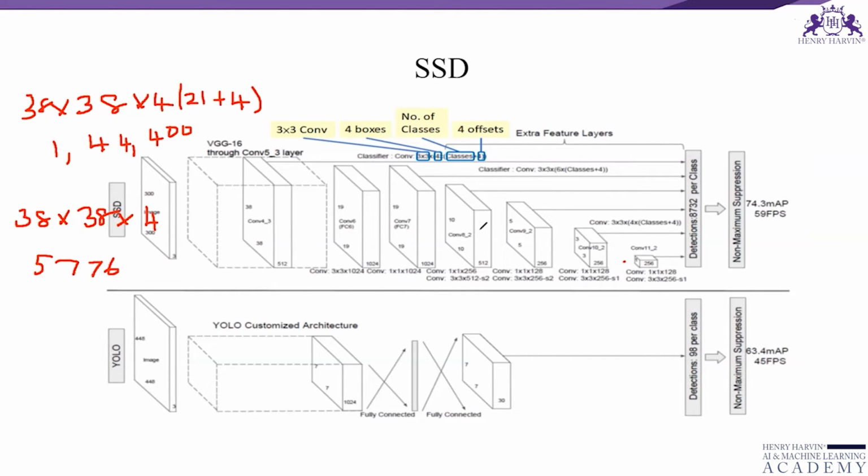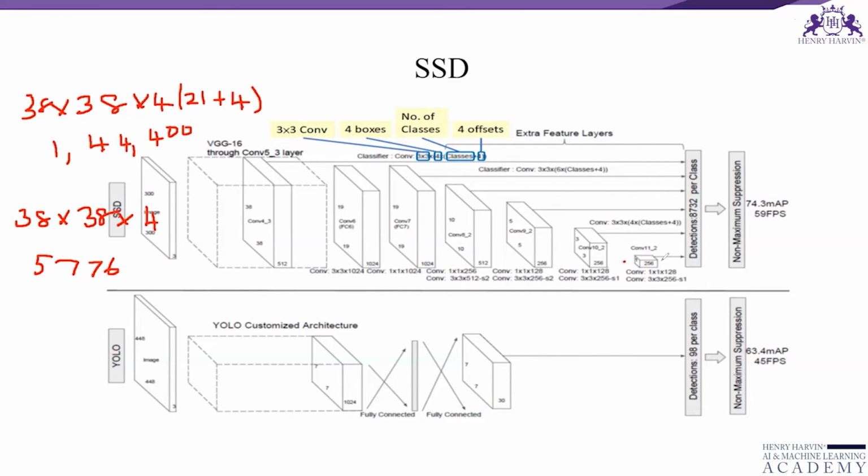Then in the next convolution, conv9_2, you can see 5 into 5 into 6, which is equal to 150 boxes. Again, 6 boxes for each location. And convolution conv10_2, you can see 3 into 3 into 4, so that we get 36 boxes, 4 boxes for each location. And then convolution conv11_2, 1 into 1 into 4, 4 boxes, so 4 boxes for each location.